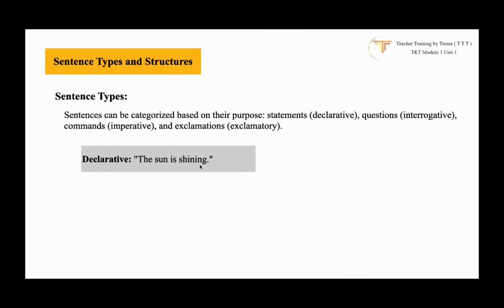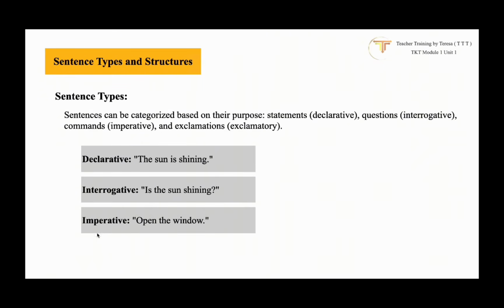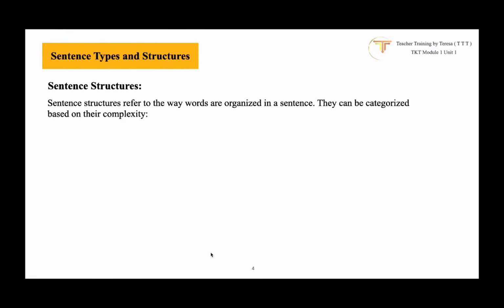Declarative: The sun is shining. Interrogative: Is the sun shining? Imperative: Open the window. Exclamatory: What a beautiful day. Sentence structures. Sentence structures refer to the way words are organized in a sentence. They can be categorized based on their complexity.